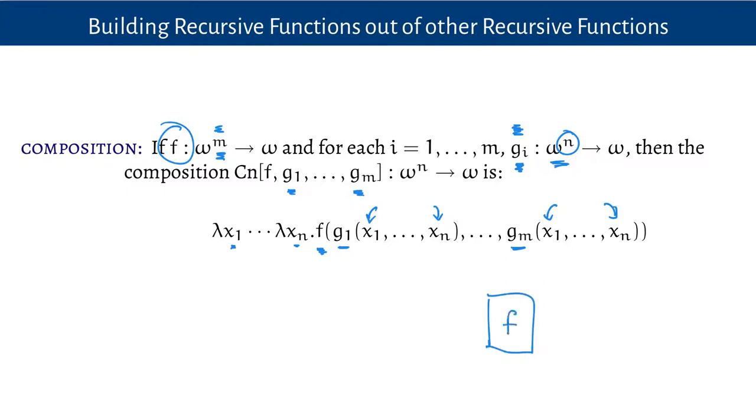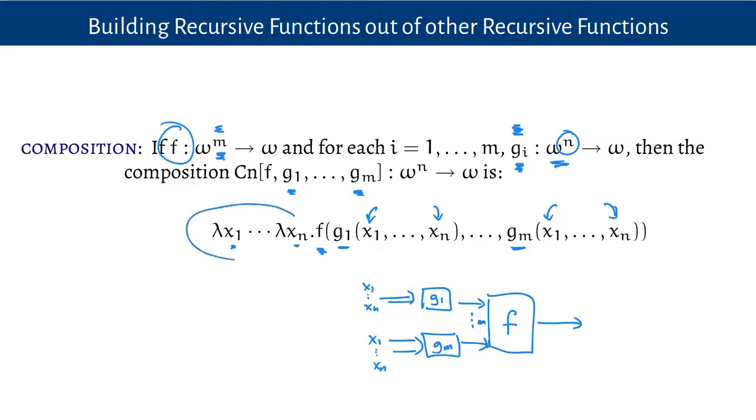So here's what it looks like. f is producing my result. It is expecting m inputs, and we're getting them from these g functions, g1 up to gm, and we are putting the same inputs, x1 up to xn, in all of them. And what's the function that we get? It expects these n inputs, lambda x1, lambda x2, up to lambda xn. We put those inputs into each of the g functions. That's what this notation says. So we put those inputs into g1, g2, up to gm. We get the results, and then we feed them into f, and that's the answer.